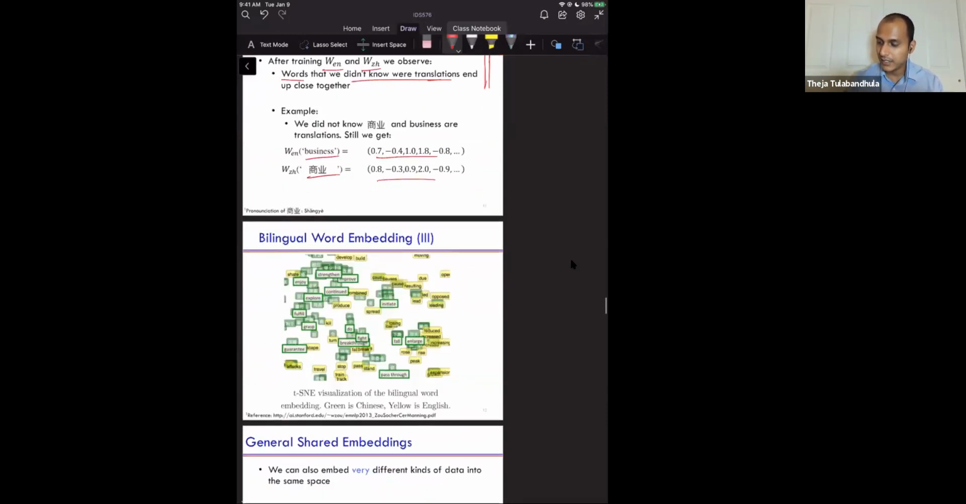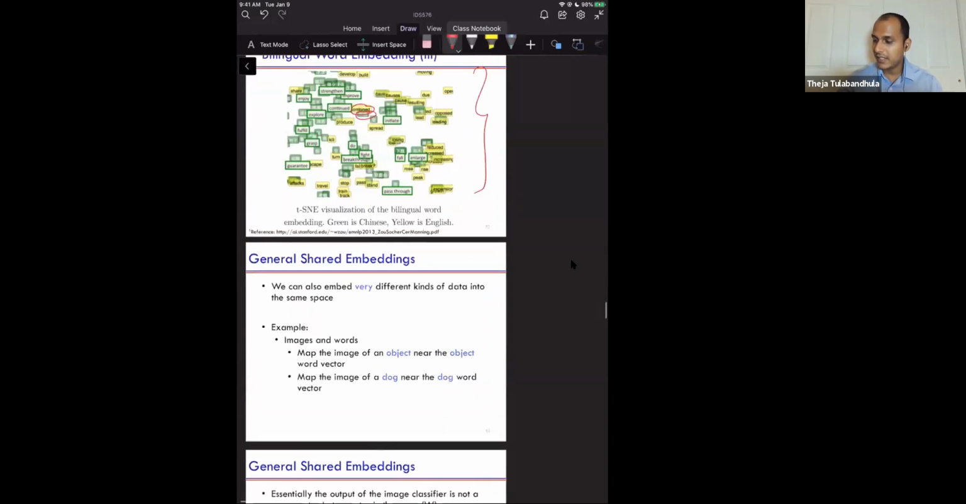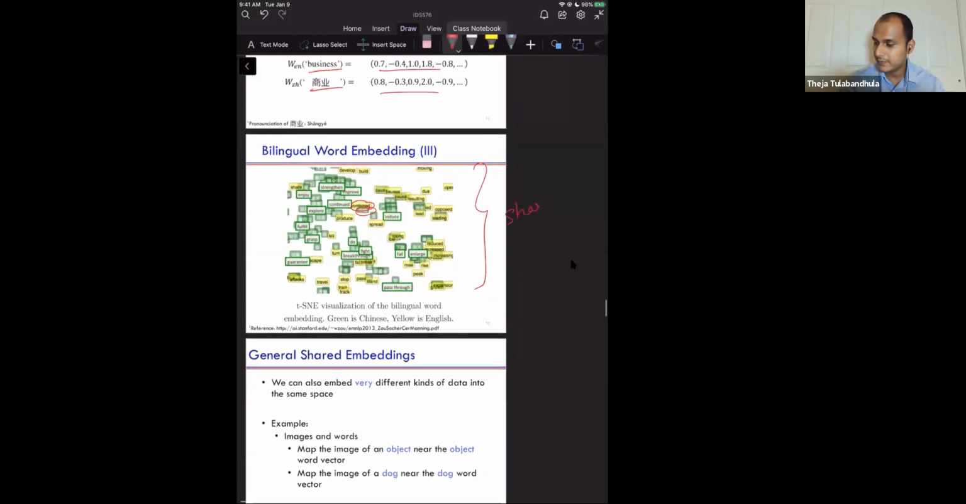And here's a 2D projection of these word vectors where the green words are Chinese and the yellow words are English. You can see the words that were imposed to be the same, and the words that we did not know are closer to the words in English. So we can interpret it that way. This is an example of essentially a shared embedding, because two different sets of symbols are sharing the same vector space.